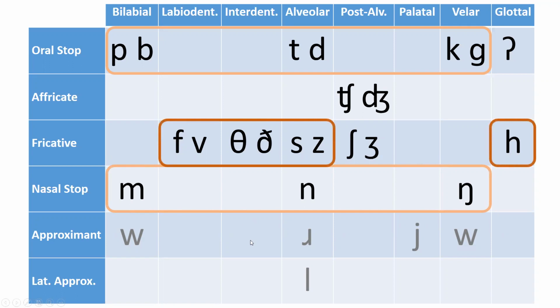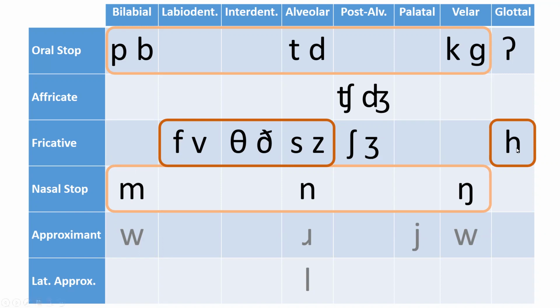We then talked about all these fricatives. We started with S and Z, the most common ones, and we also looked at the labiodental fricatives f and v, the interdental fricatives theta and eth, and the glottal fricative. And we talked about why there's no voiced glottal fricative. And we haven't had to learn too many new symbols yet. We had to learn the engma, the theta, and the eth.